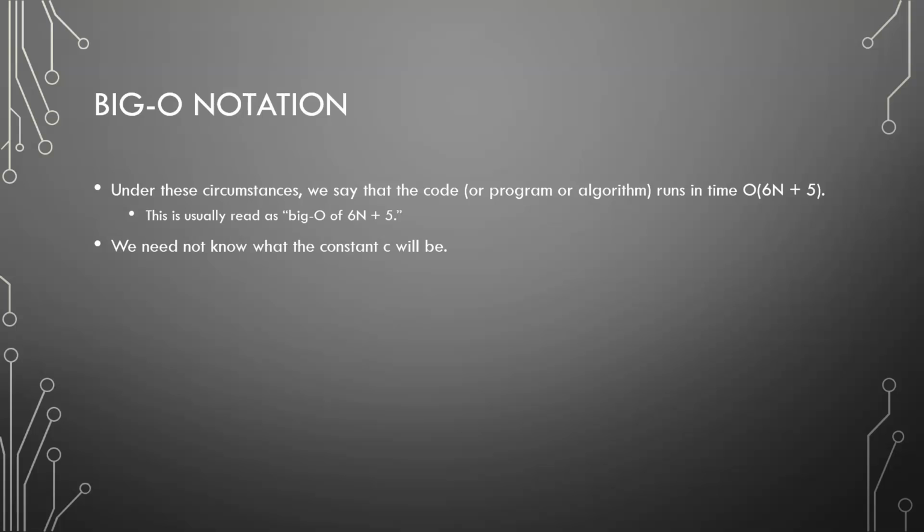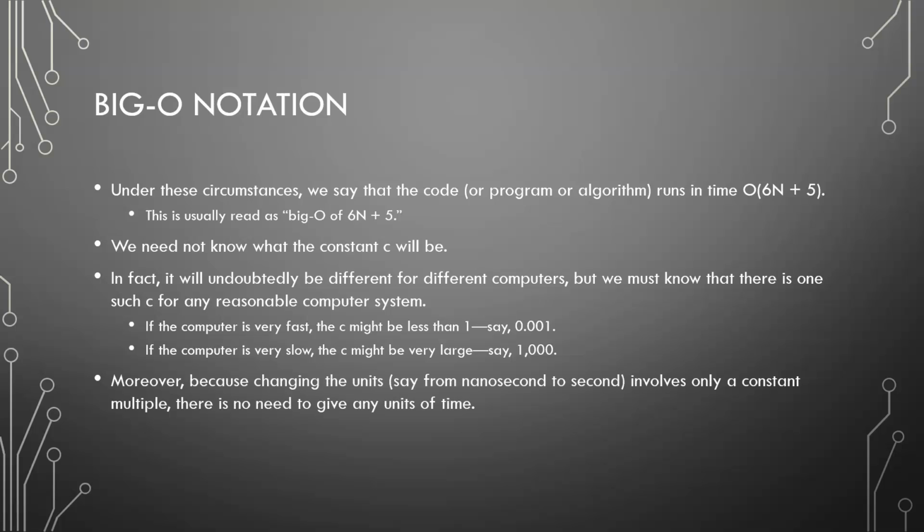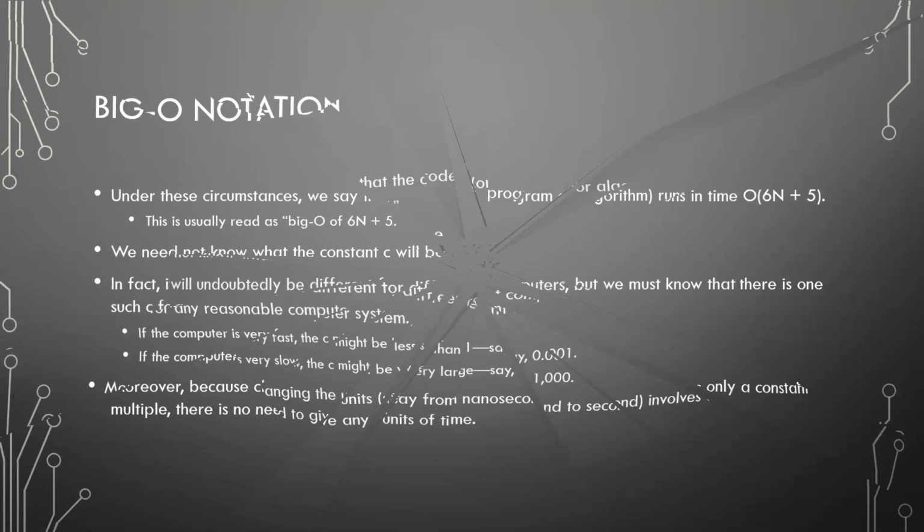All right, we don't necessarily need to know what our constant c will be. In fact, it's undoubtedly going to be different for different computers. But we must know that there's one such c for any reasonable computer system. For example, if the computer is very fast, let's say a supercomputer, c might be less than 1, say 0.001. Now, if the computer is very slow, c might be very large, say 1,000. Moreover, because changing the units, say from nanoseconds to seconds, involves only a constant multiple, there's not really a need to give any units of time.